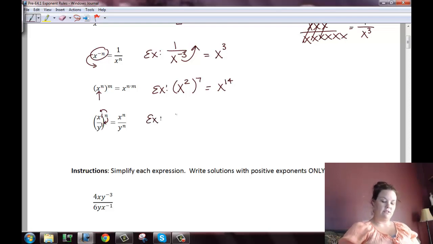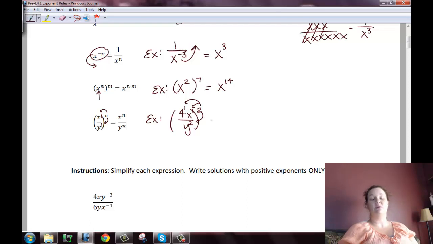Another example would be something like, I don't know, 4x over y squared, something like that, okay? I would have to distribute this squared to every single base in that quantity. So that means 4, this is like to the first power. I have 1x, so x is to the first power, and then my y is squared. So I would distribute this 2 to every single exponent of every base within that quantity.